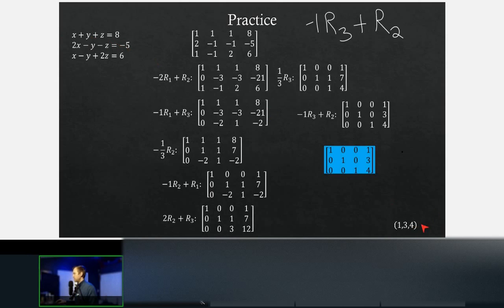Also, we can always take these answers, X, Y, and Z, and plug them into every single equation to verify it works. And it does. If you plug in all three of those numbers to every equation, it works every time, which means we got it correct.